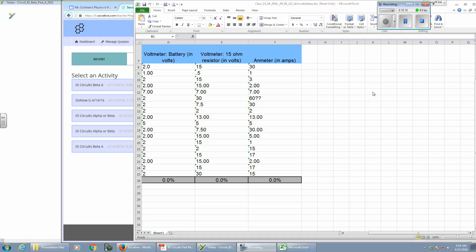Someone says 0.5 volts, someone says 30 volts, someone says 2 volts, and then 13, 7.5, another 2, another 30. I'm interested, would someone share how they got what they got? Unless it's, I saw the number 15, so I picked the number 15. That's fair.